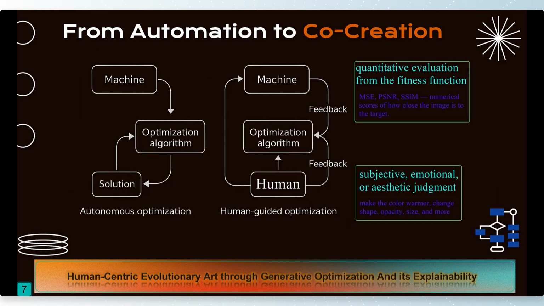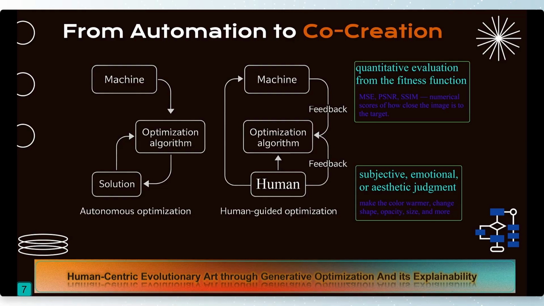Here we can see the flowchart of autonomous optimization and human-guided optimization. In autonomous optimization, the optimization algorithm interacts with the solution with the input of the machine. In human-guided optimization, we have the human and machine interacting with the optimization algorithm through feedback.